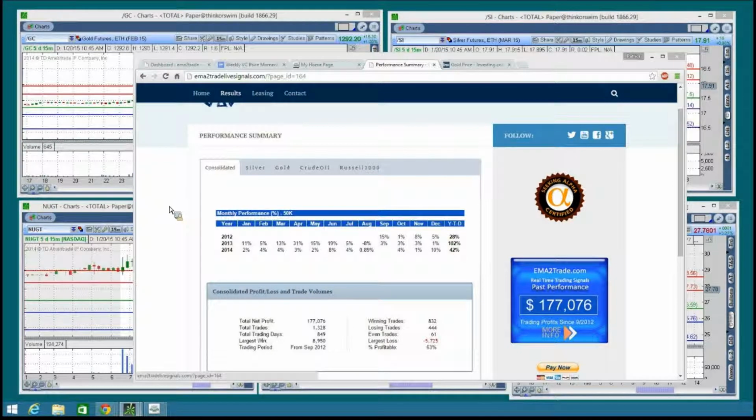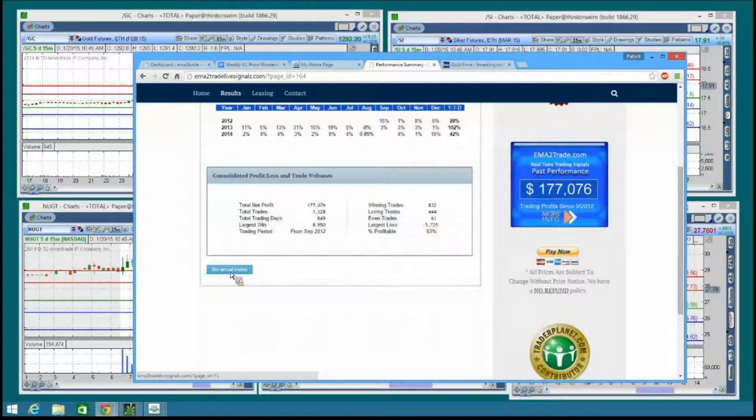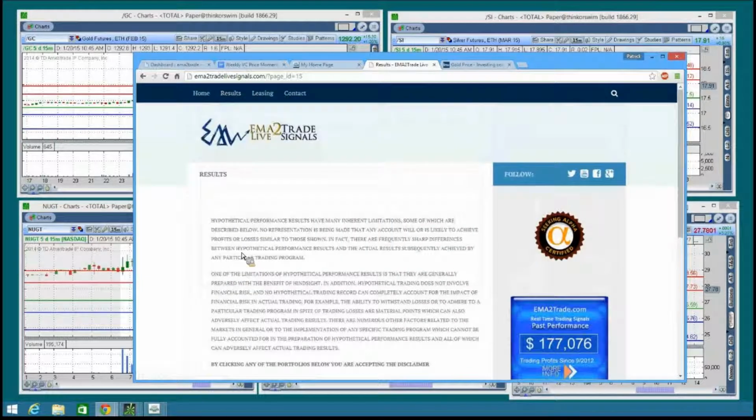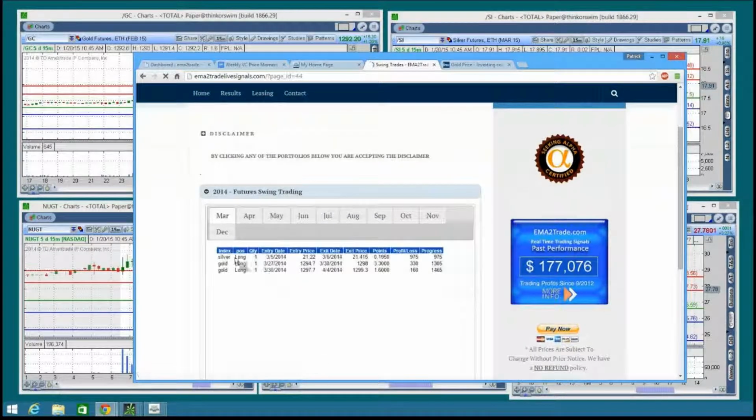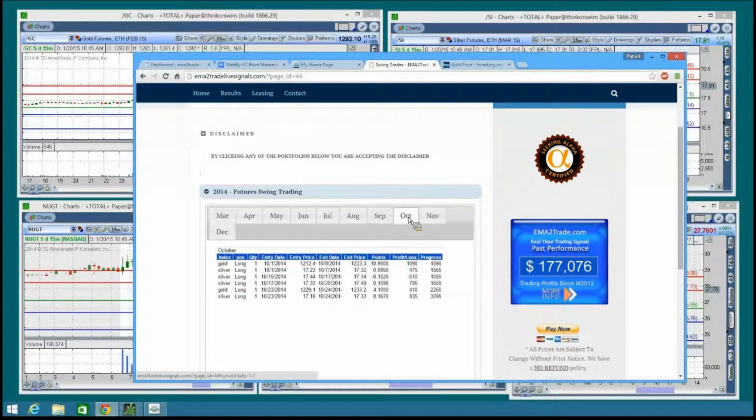But for your information, if you want to take a look at it, you can do it here and you can see the actual trades that are done on a daily basis. And if you look at the swing trading program, for example, it is so far the most successful program that we've run. And you can see the results here on a monthly basis.